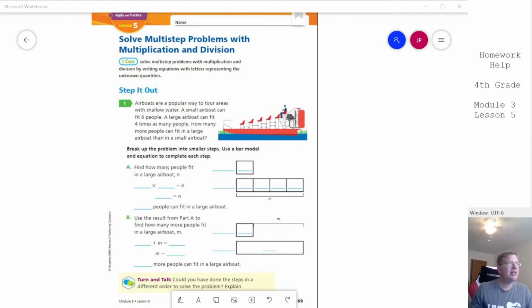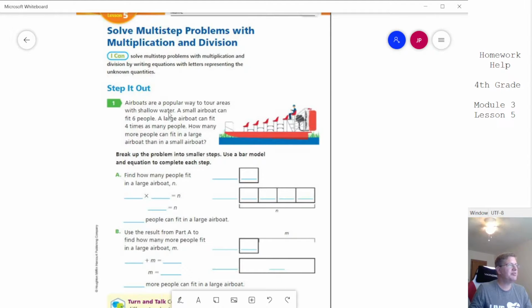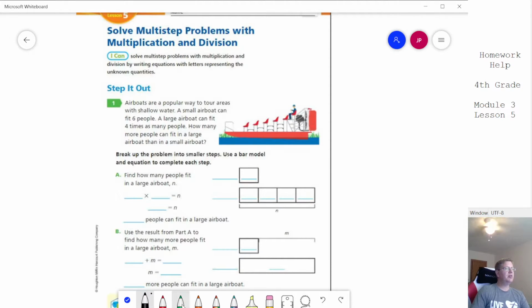So let's go ahead and take a look at an example of one of the problems that we covered in class. And so we are working with airboats as a popular way to tour areas with shallow water. A small airboat can fit 6 people, a large airboat can fit 4 times as many. We want to figure out how many people can fit into a large airboat compared to a small airboat. So we are going to be doing a couple different steps along the way.